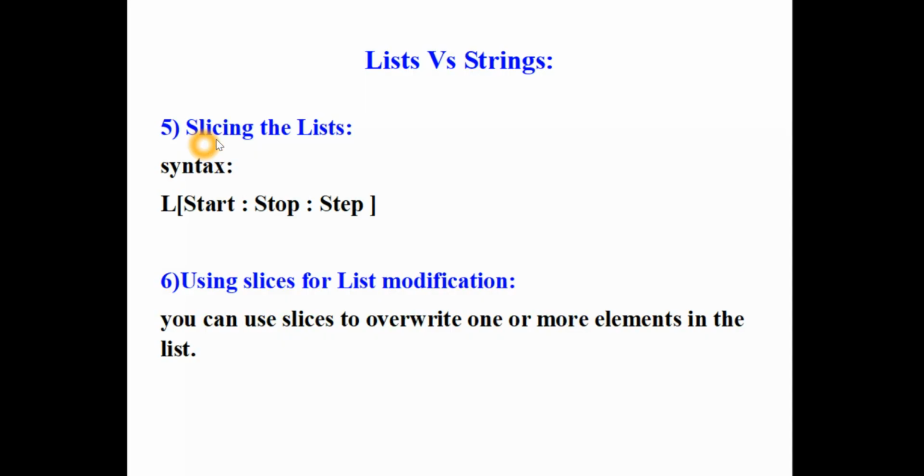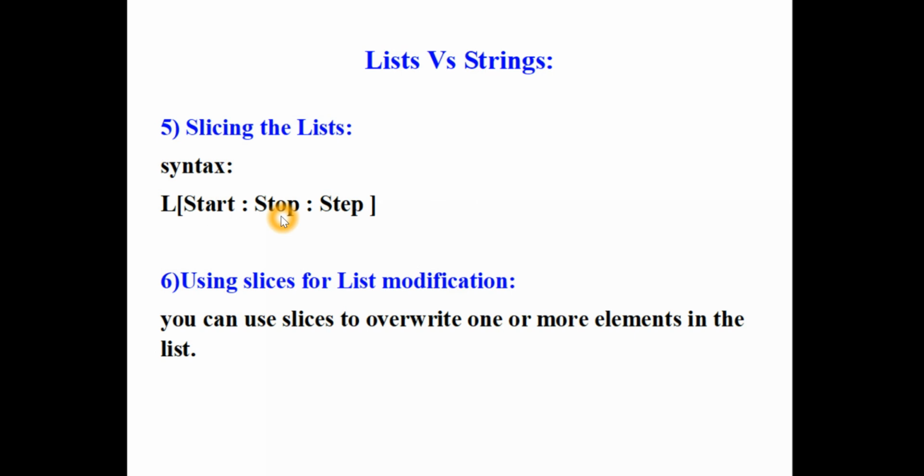The next operation is slicing the list. Slicing the list is similar to slicing the string. Look at the syntax. L is a variable name. There is a square bracket because a sequence is accessed through the index value. So the first one is the start. The default start value is 0. It is an included one.